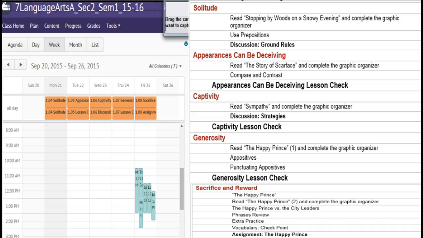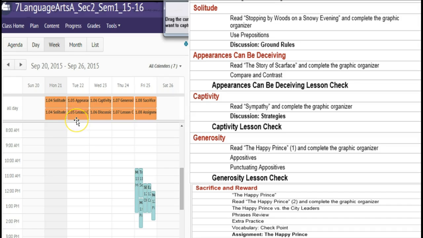So what are you going to be working on this week? Well, several things. On Monday, you're going to be completing two parts of a lesson called Solitude, and during this lesson you get to read a really awesome poem by Robert Frost called Stopping by Woods on a Snowy Evening. You're going to look at prepositions and more on discussion ground rules.